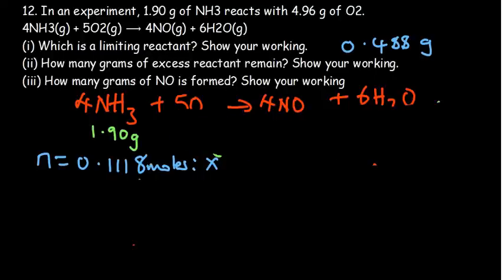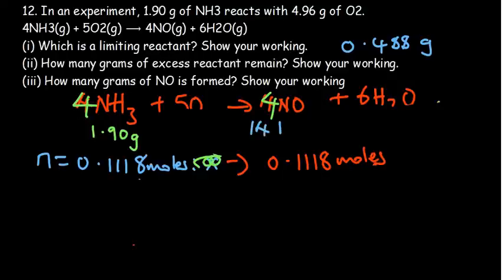The last one is asking us to determine how much NO was formed. They are in the ratio of 4 to 4, so that means they're in the ratio of 1 to 1. So the number of moles of the limiting reagent will be equivalent to the number of moles of that product. No need to use a variable x, it will still be the same. Now all we have to do is look at NO and find its molar mass. It's made up of nitrogen and oxygen.